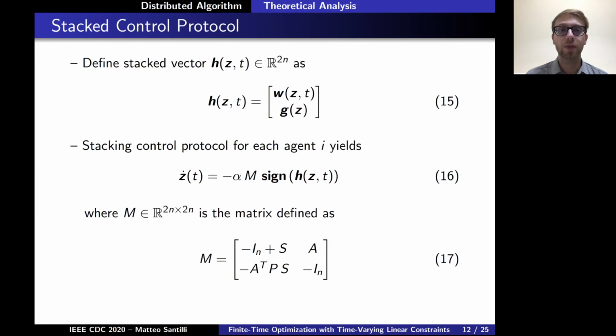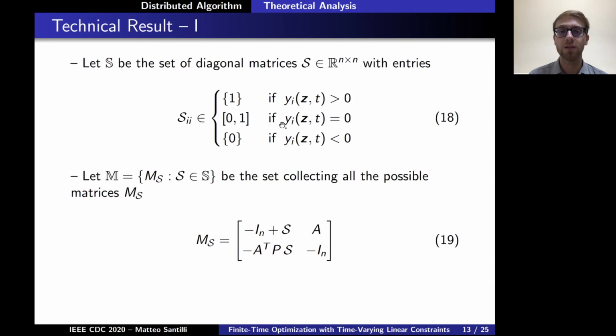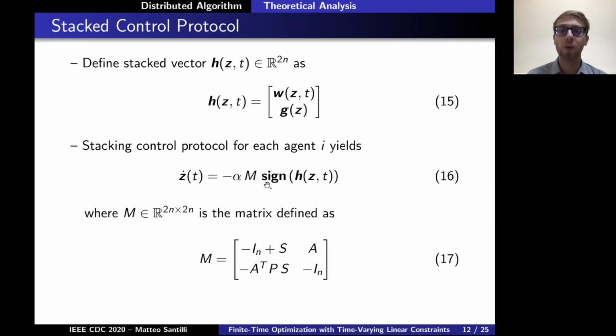Now, to provide the theoretical analysis, we will consider, only for the theoretical analysis, the stacked form of the algorithm. That is illustrated in equation 16, where we consider a stacked vector H that collects W and G, and where the bold sign is the vector sign, meaning that each component has the sign function of the corresponding component of the argument, and where the M matrix is defined as in equation 17.